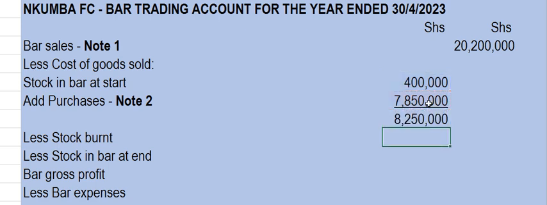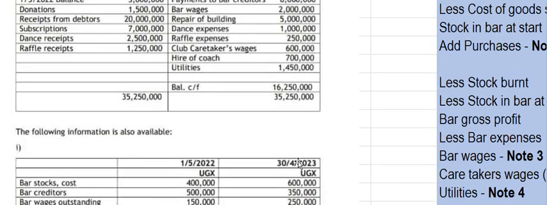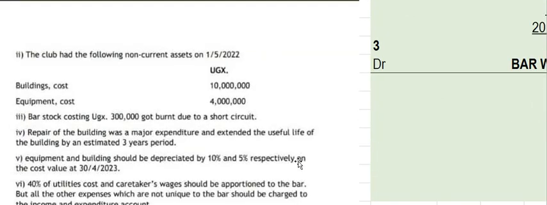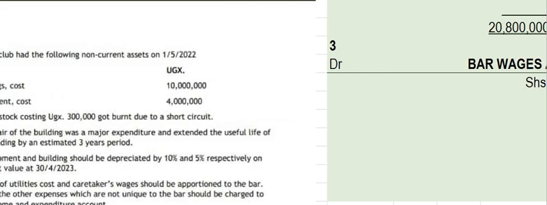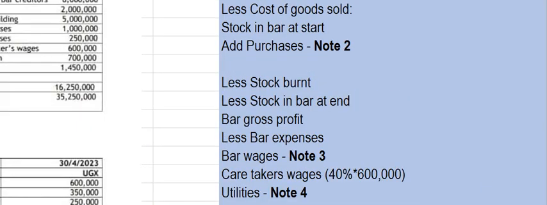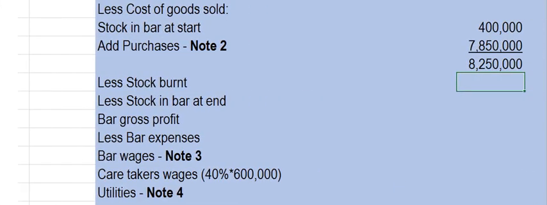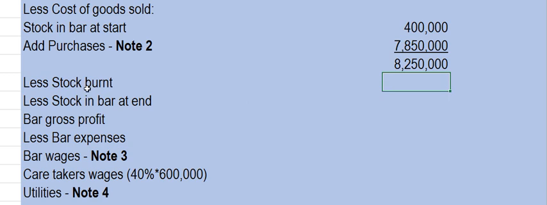Of course, you get the cost of goods that was available for sale, but during the year there was stock burnt as per the additional information. We see bar stock costing 300,000 got burnt. So this will reduce the cost of those goods that are available for sale. So less stock burnt, that is 300,000. So we have to minus the stock burnt.